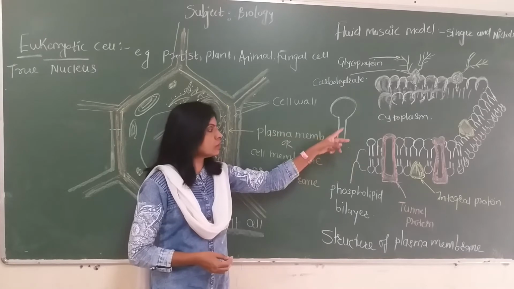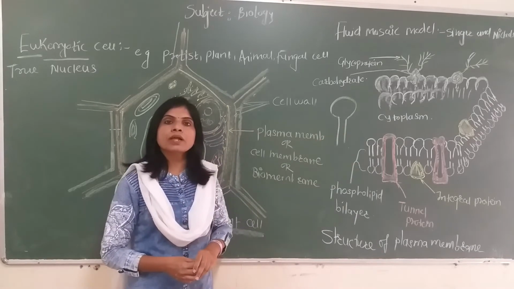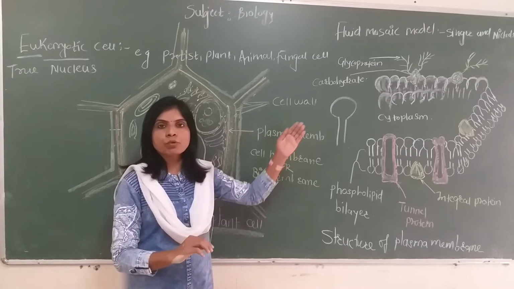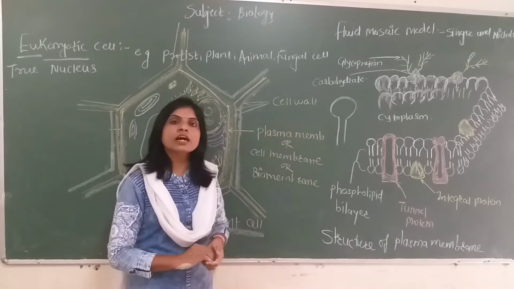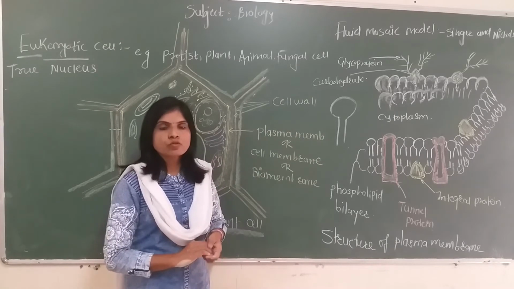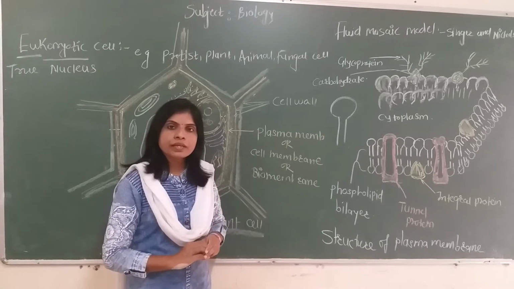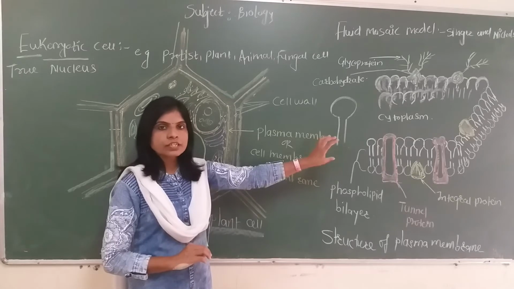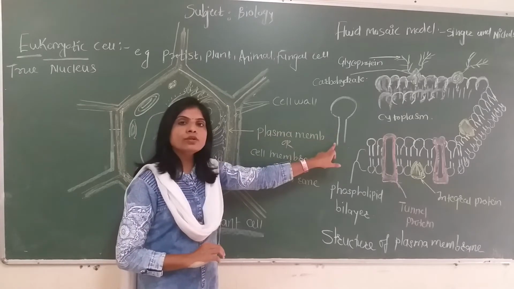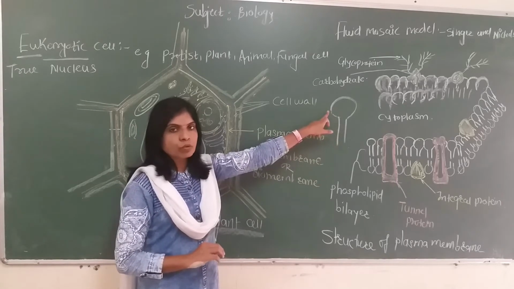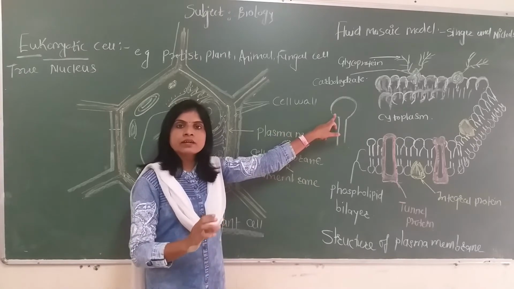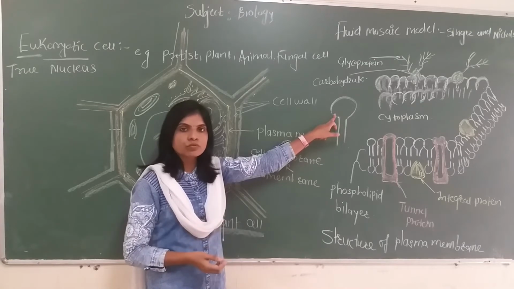When we focus on the chemical composition of the plasma membrane, it is mainly made up of a phospholipid bilayer in which the proteins are embedded, and on the surface carbohydrates are also present. So the main component of the membrane is the phospholipids. A phospholipid bilayer arrangement is there. Each phospholipid molecule has a head and two tails. The head of the phospholipid molecule is polar and hydrophilic.